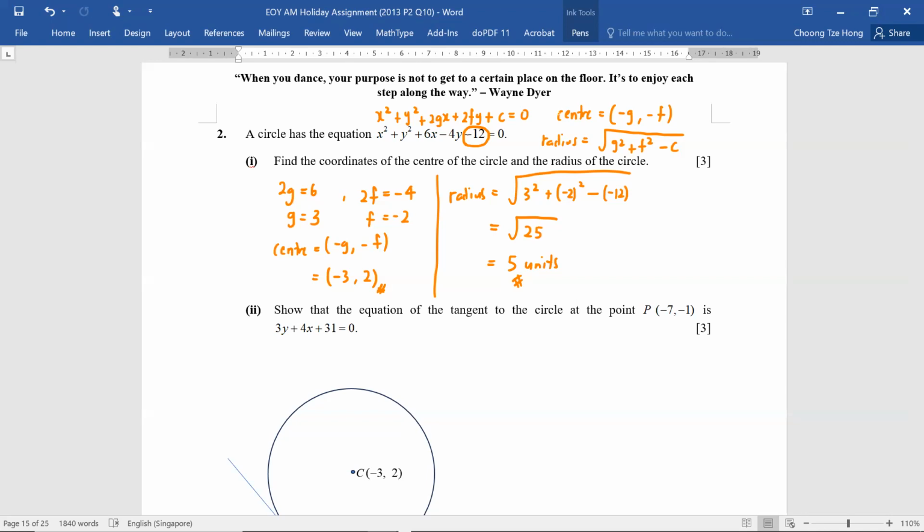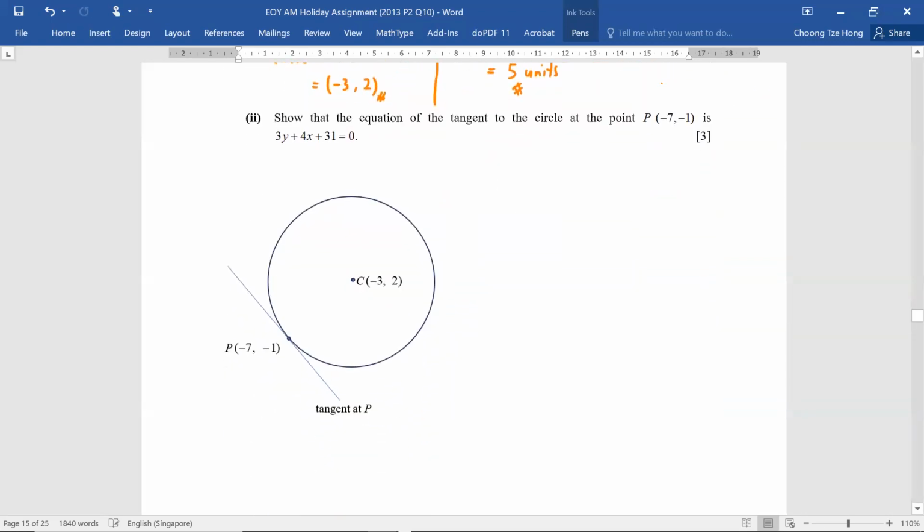Let's move on to part 2 of the question. We are asked to show that the equation of the tangent to the circle at point P, (negative 7, negative 1), is 3y plus 4x plus 31 equals 0. For questions such as this, I always recommend that you draw out the circle. To draw out the circle, we always start by drawing the center first. In this case, the center is (minus 3, 2), so you can just plot a random point on your paper.